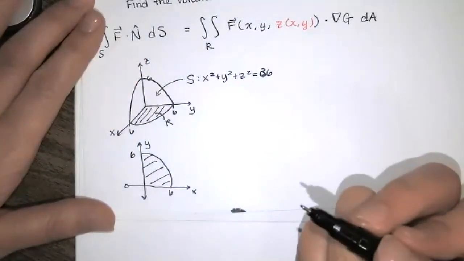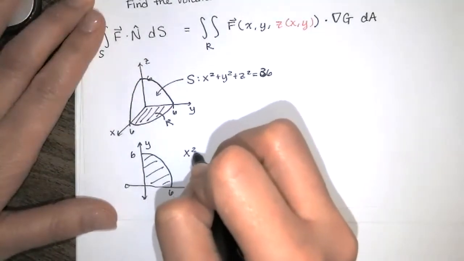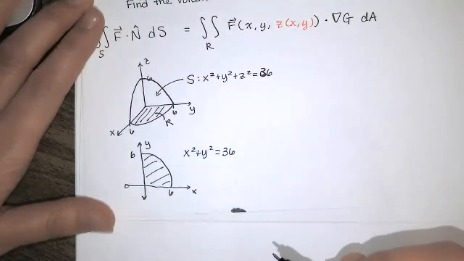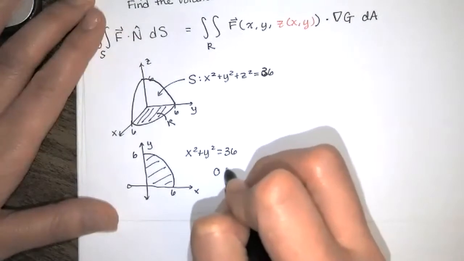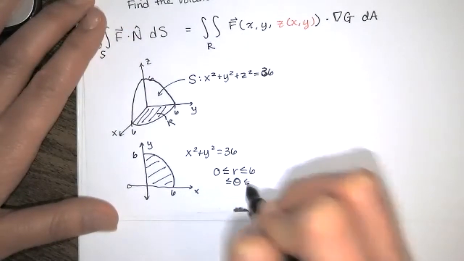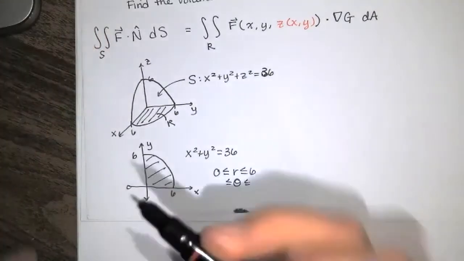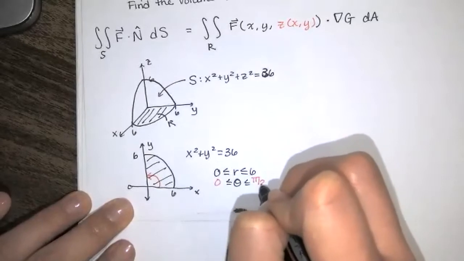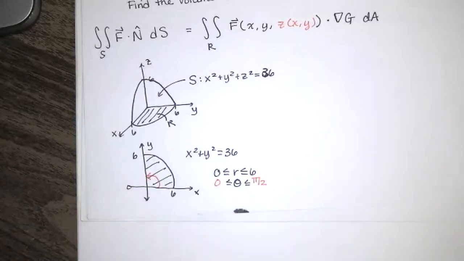That's probably best described in polar coordinates. R goes from 0 to 6. Theta is an angle that sweeps. It starts over here at 0 and it goes to pi over 2. Okay.